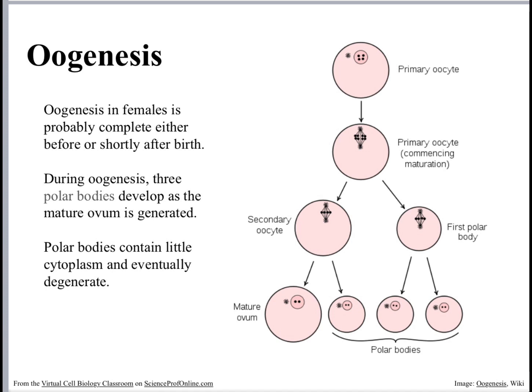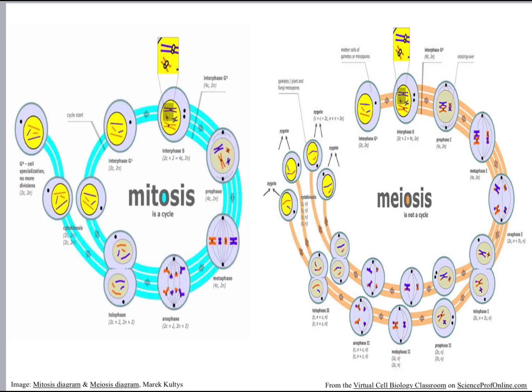Oogenesis in females is probably complete either before or shortly after birth. During oogenesis, three polar bodies develop as the mature ovum is generated. Polar bodies contain little cytoplasm and eventually degenerate. The diagram shows the primary oocyte, secondary oocyte, first polar body, mature ovum, and the polar bodies. Now indicated here is the image of the mitosis and meiosis cycle.